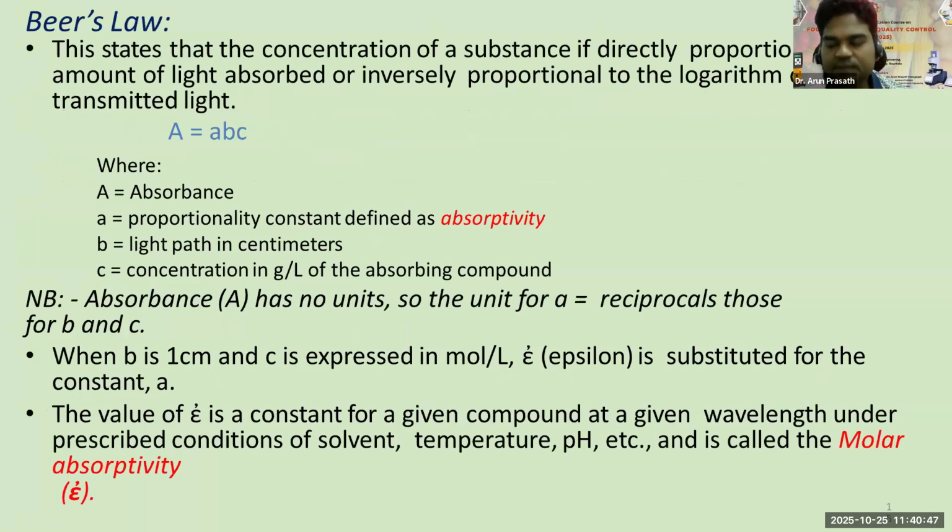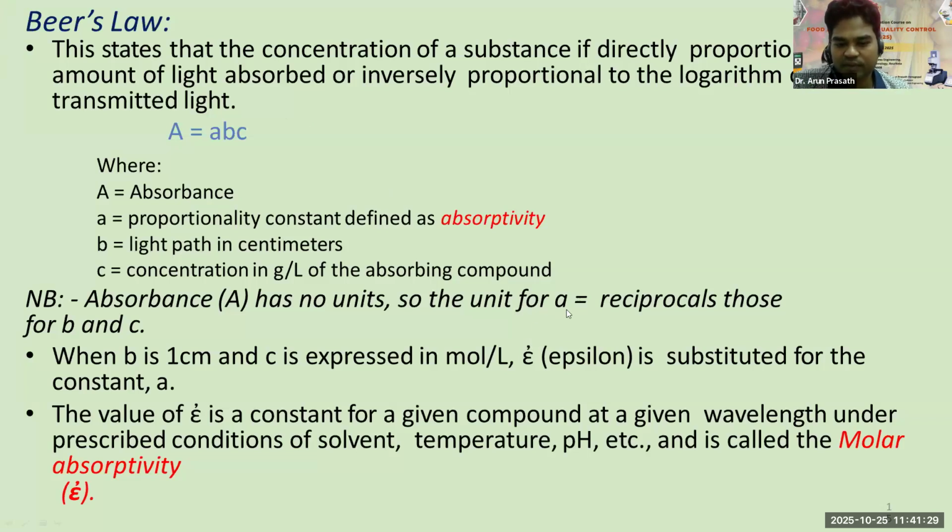So the law which governs these absorption and transmittance changes is Beer's law. Beer's law states that the concentration of the substance is directly proportional to the amount of light absorbed and inversely proportional to the logarithm of the light transmitted. So A, the absorbance, is equal to a, the proportionality constant defined as absorptivity, times b, the light path in centimeters, times c, the concentration in grams per liter of the absorbing component. The absorbance A has no unit.